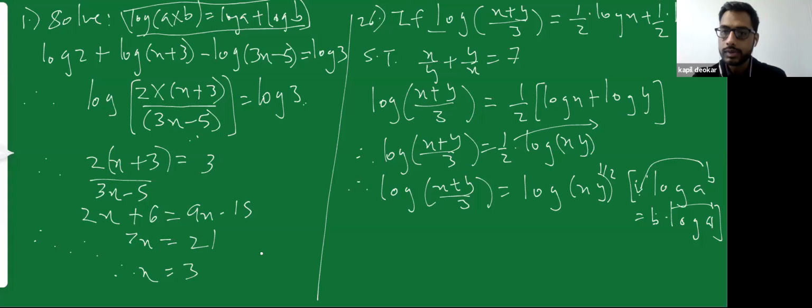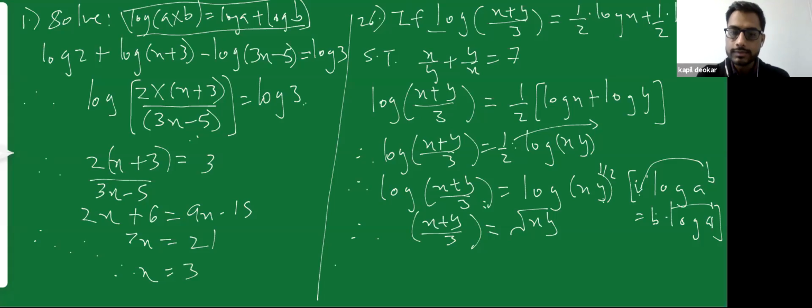So this is half into log of xy, so I can write half as power of x and y. Now log of this term is equal to log of this term, which means both of these terms should be same. Therefore, I can say that (x plus y) by 3 should be equal to xy raised to half. Now what is xy raised to half?